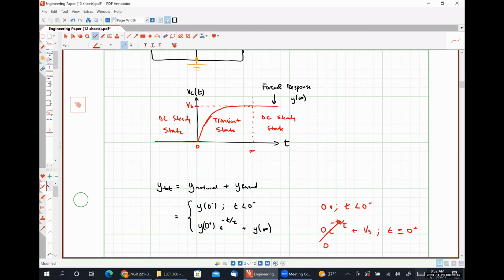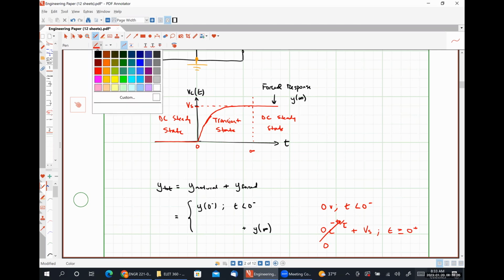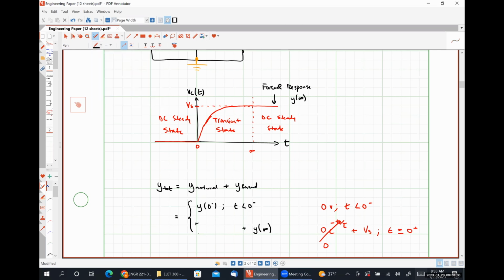So the problem here is that our capacitor voltage is not a continuous function. So let's talk about how we are going to fix this, okay? The problem lies here with just using the value of 0 plus. So I'm going to modify this ever so slightly. And instead of saying it's just y at 0 plus, we're now going to say that it's the difference between 0 plus and infinity.